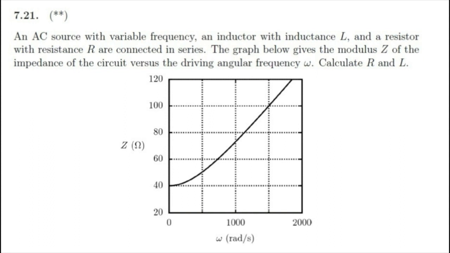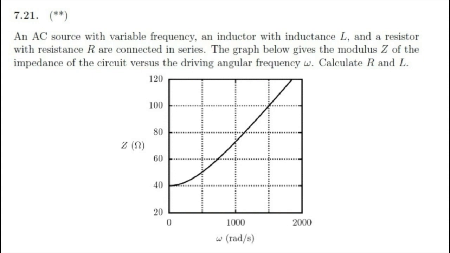to problem 7.21. The statement of the problem says, an alternating current source with variable frequency, an inductor with inductance L, and a resistor with resistance R are connected in series. The graph below gives the modulus Z of the impedance of the circuit versus the driving angular frequency omega. We are asked to calculate R and L.